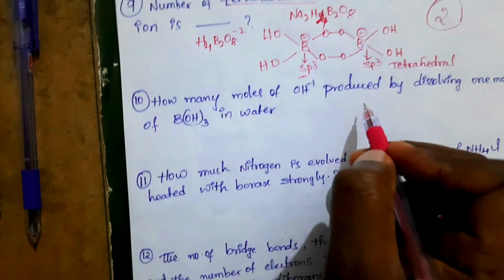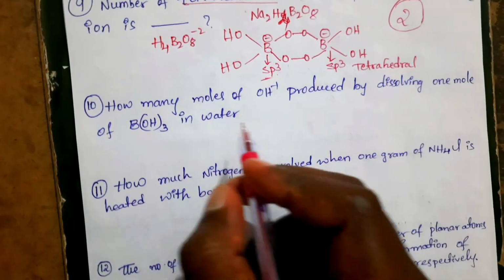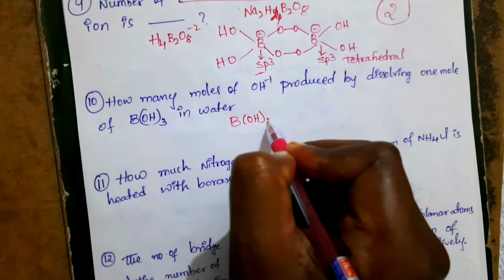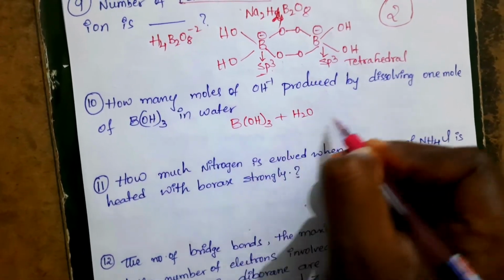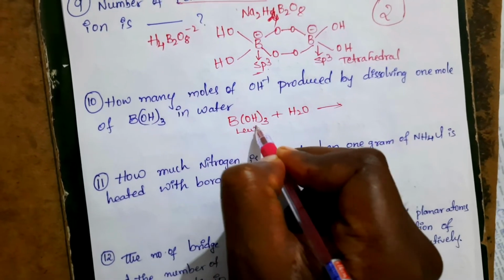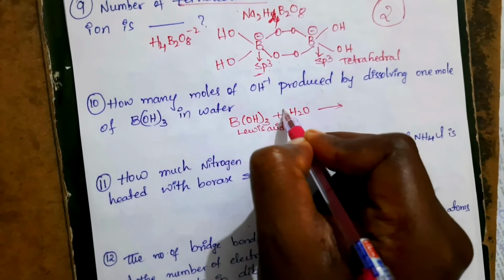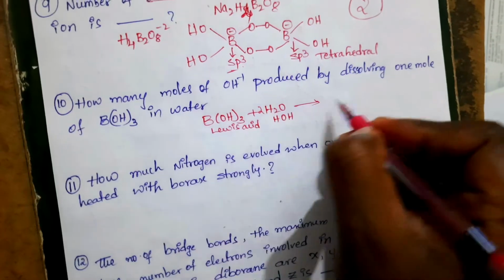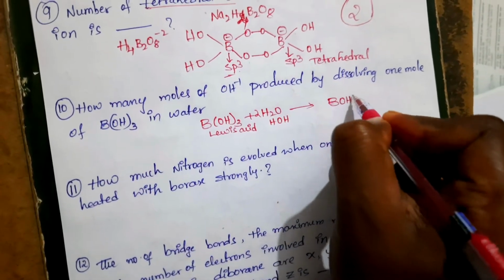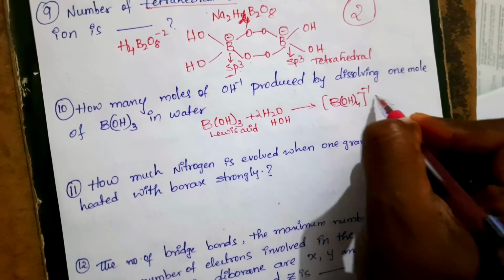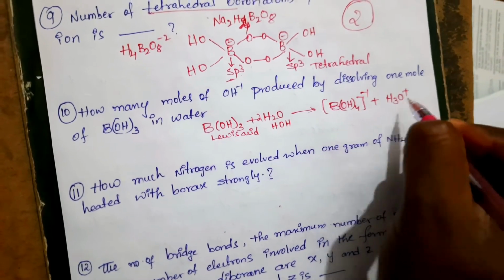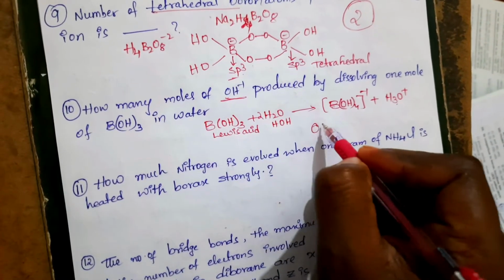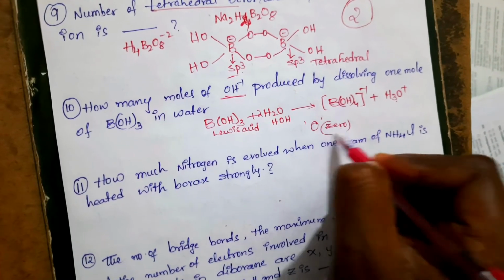Now, how many moles of OH- ions are produced by dissolving 1 mole of boric acid in water? This is boric acid. Whenever it is dissolved in water, it is a weak monobasic acid. It is a Lewis acid. From the water molecule, it accepts the OH- ion, accepting the electron pair from the hydroxide ion. Then it forms B(OH)4- plus hydronium ion. Is any hydroxide ion formed here? There is no hydroxide ion, that is 0. So 0 hydroxide ions are formed here.